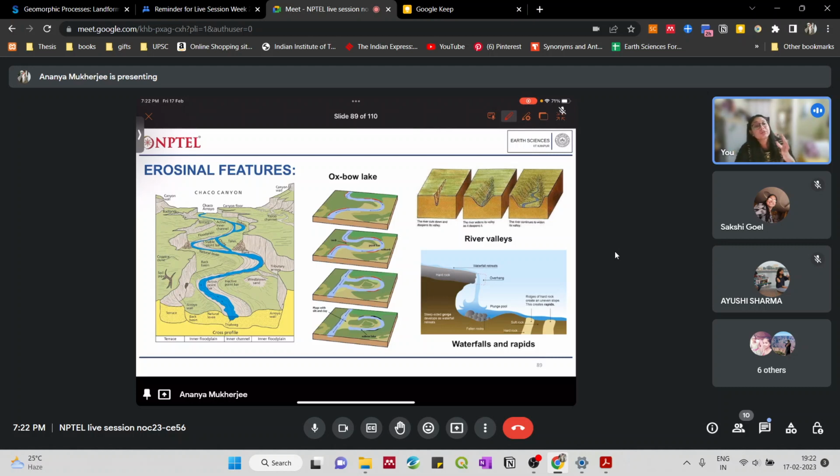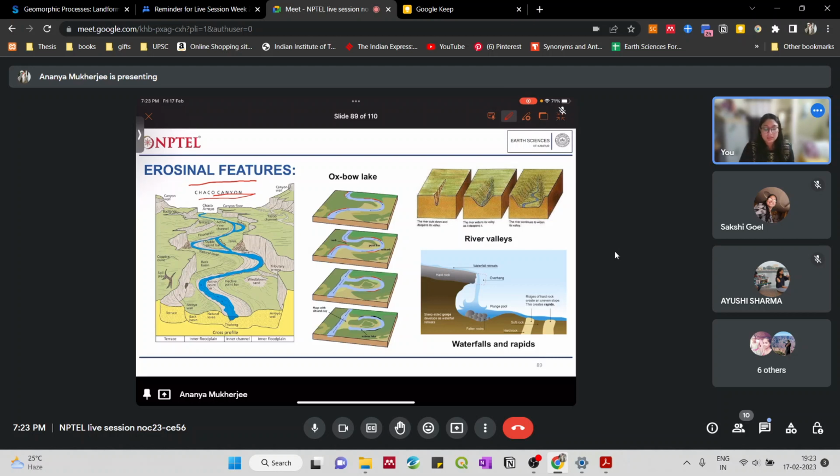Now we come to the different features that are created due to these actions of the river channel. Over here you see an example of a canyon. We have spoken about the geological time scale, so remember that these processes are not sudden. They have formed over thousands, millions, billions of years. They are not just formed within one year.